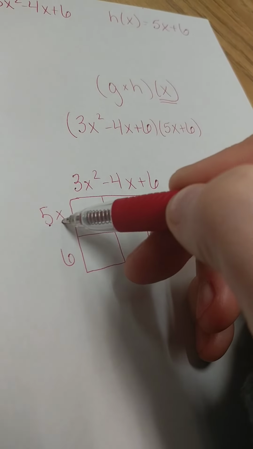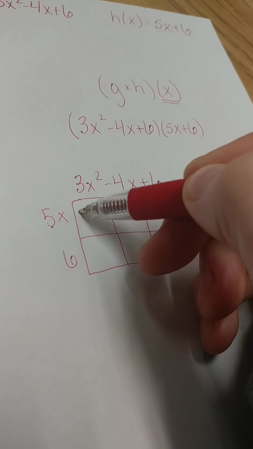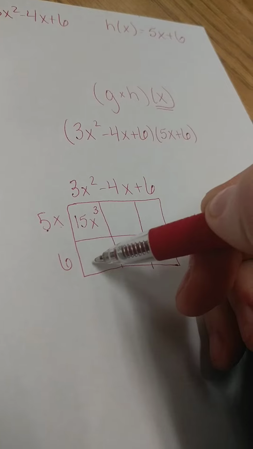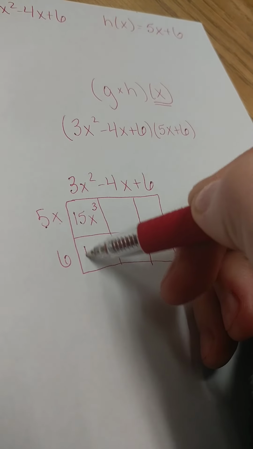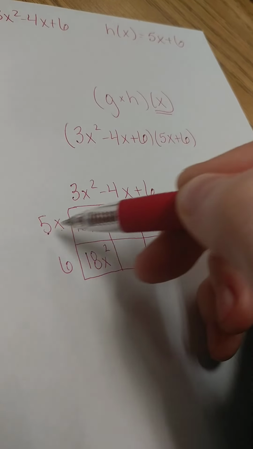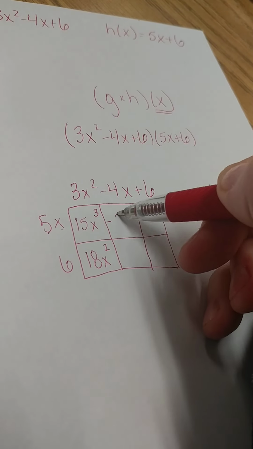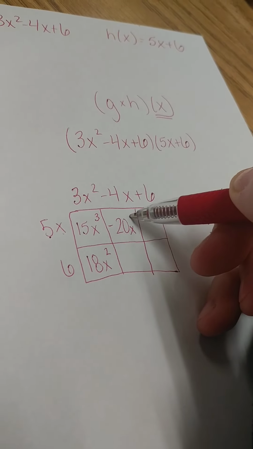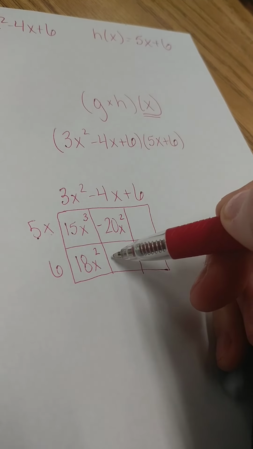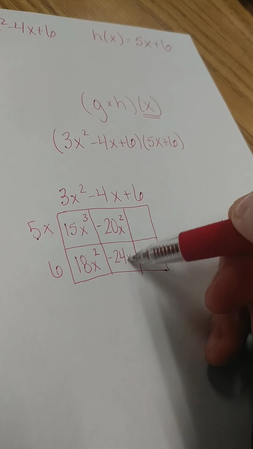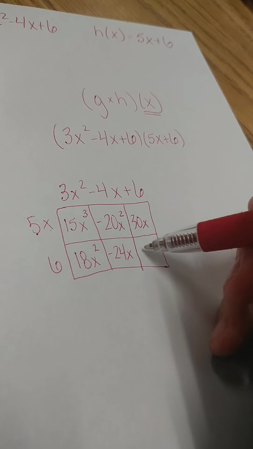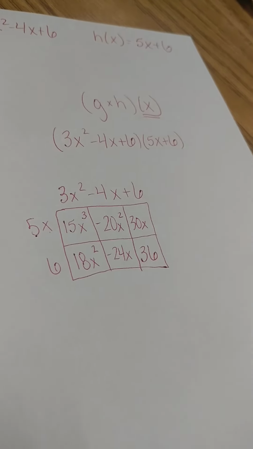So here, 5x and 3x squared line up, so that's 15x cubed. Here, 6 and 3x squared, that's 18x squared. Right here, 5x and negative 4x, negative 20x squared. Negative 4x and 6x is negative 24x. 5 and 6 is 30x, and then here 6 times 6 is 36.